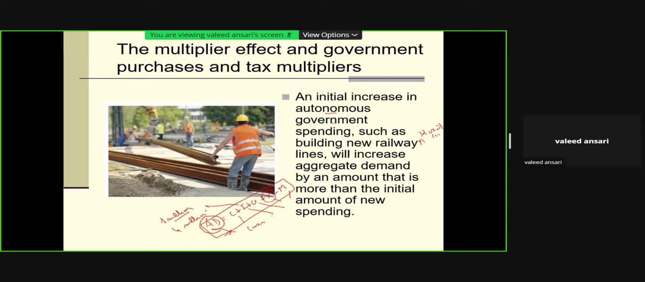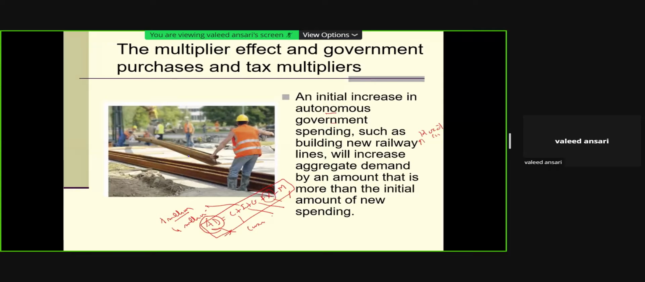Now, what will happen is that for road construction, the steel and the other equipment required for laying the railway line will boost the demand for these parts, equipment, and other things. So those companies which are producing them will increase production. When they increase production, those who are employed there will get income. When they get income, they will spend on goods and services.